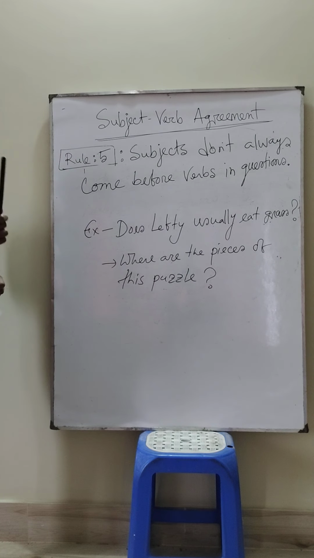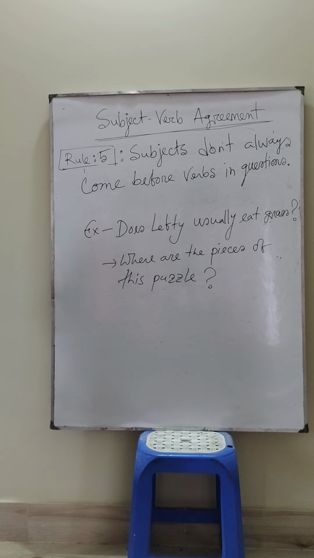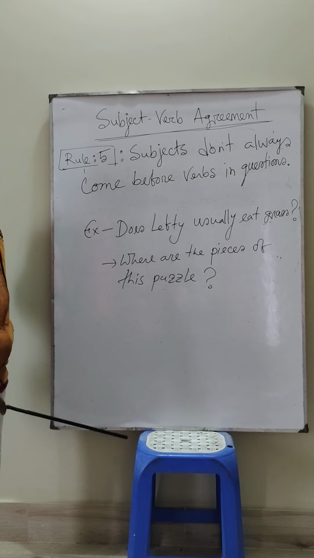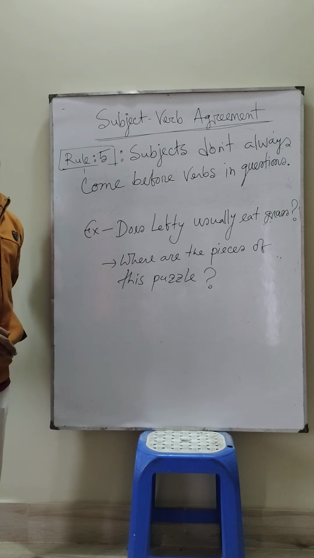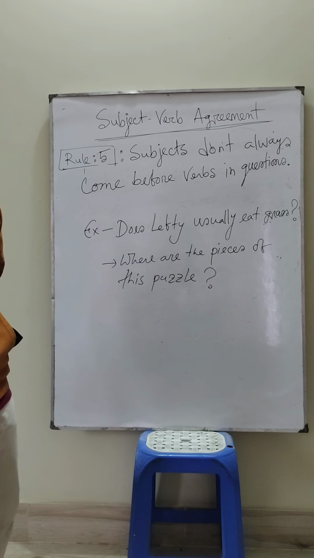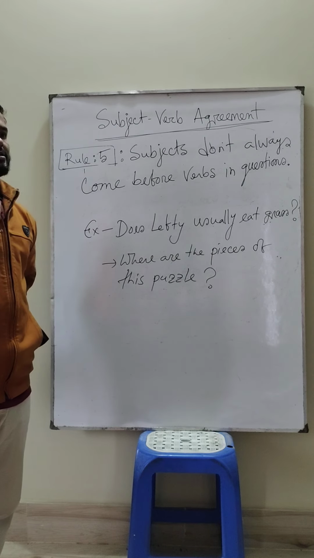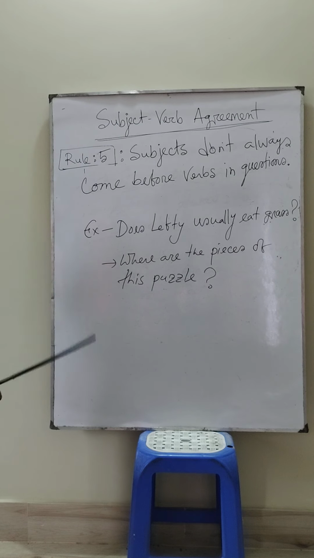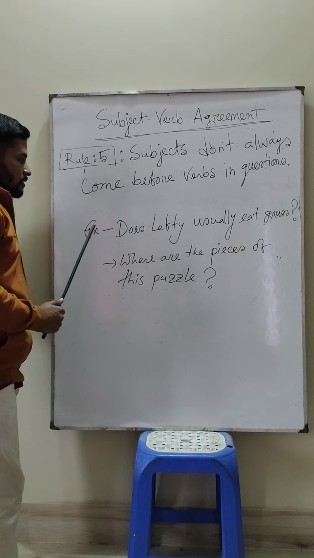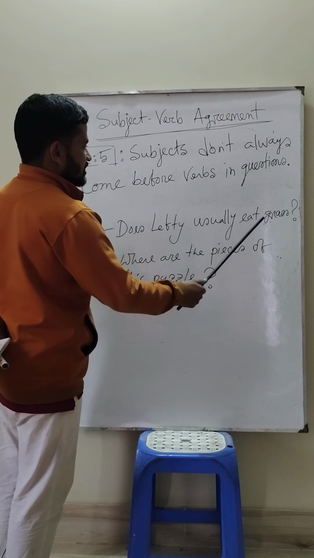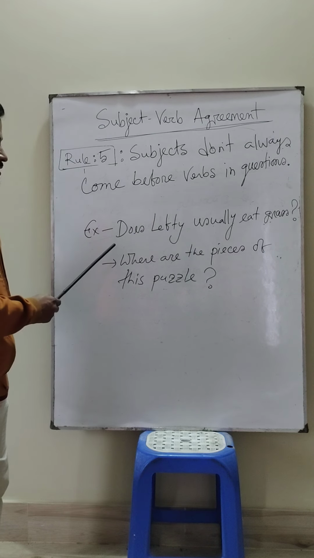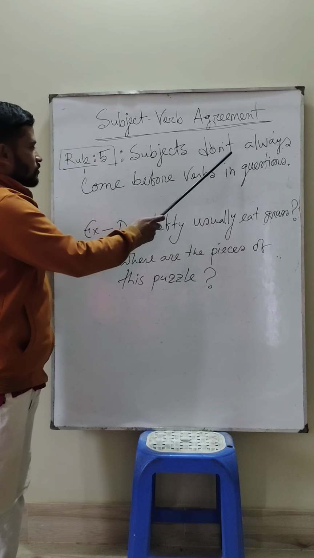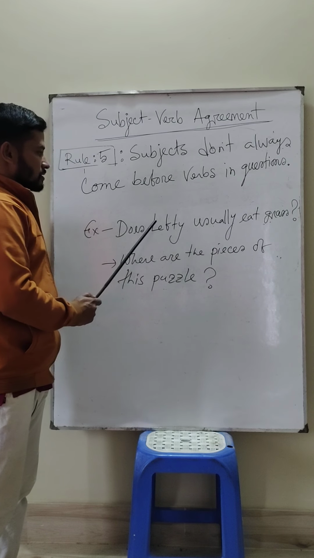Please see rule number 5. Subjects do not always come before verbs in questions. That is, in an interrogative sentence, we cannot use the subject at the start of the sentence. Here you see an example: Does Lefty usually eat grass? Here, "does" is the auxiliary. Subjects do not always come before the verbs.